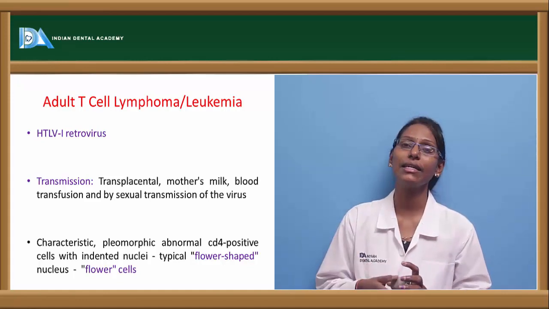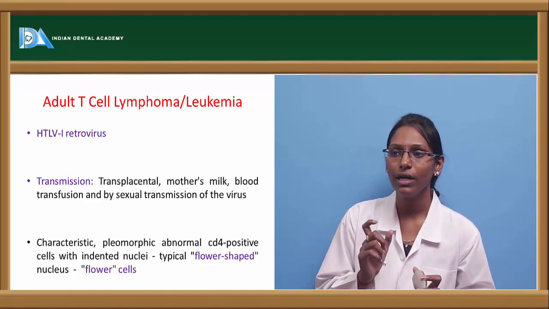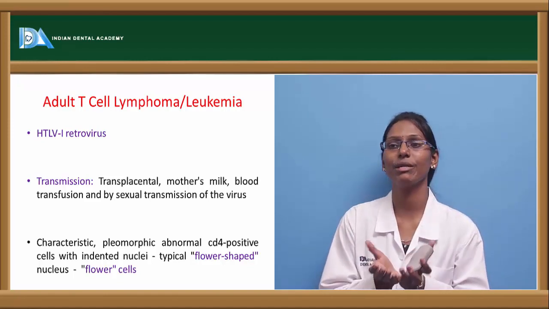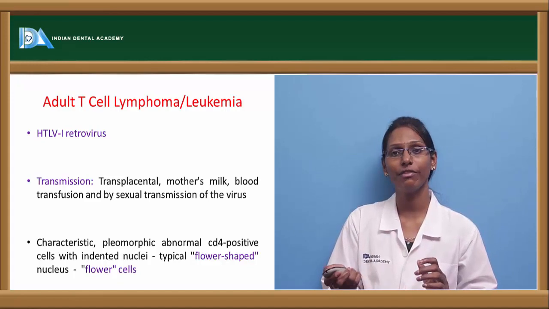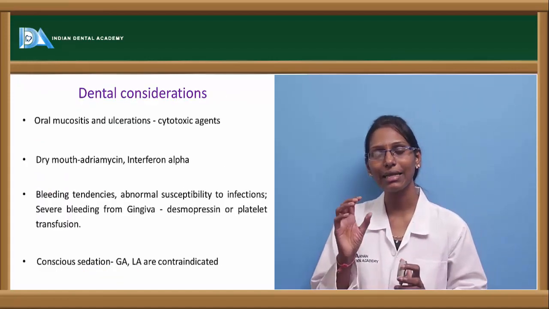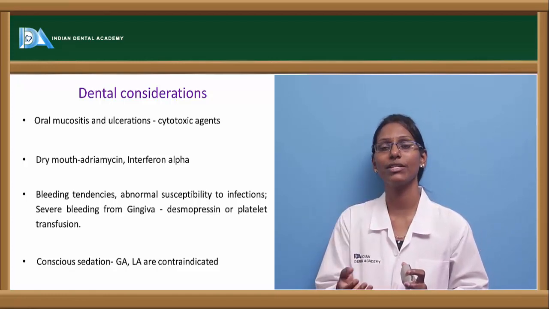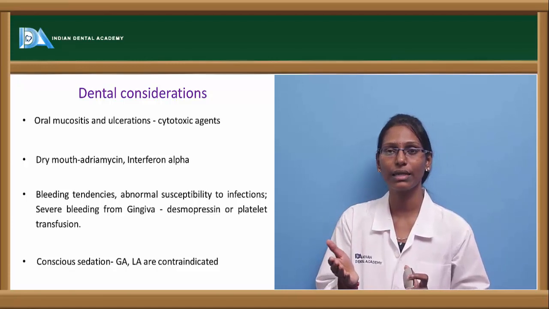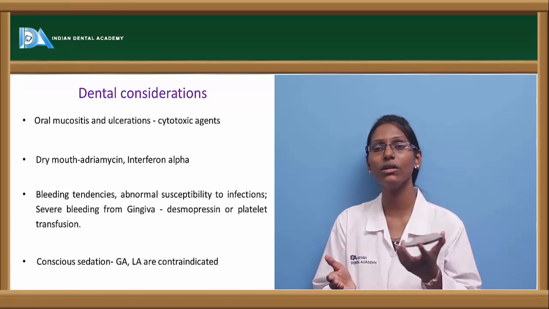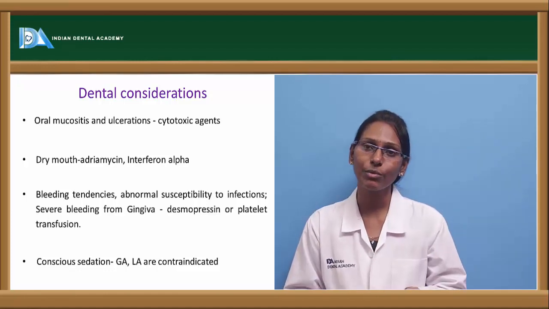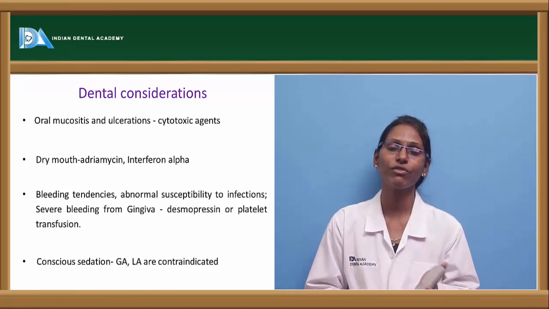In this, characteristically, we can see pleomorphic abnormal CD4 positive cells, which give an appearance of a flower-shaped nucleus. These are called flower cells. Coming to dental considerations of these lymphomas, other than the actual lymphoma manifestation, the treatment of the lymphomas usually has manifestations on the oral cavity, and the dental considerations are mainly attributed to this, especially in patients who are taking chemotherapy or a combination of chemoradiotherapy.